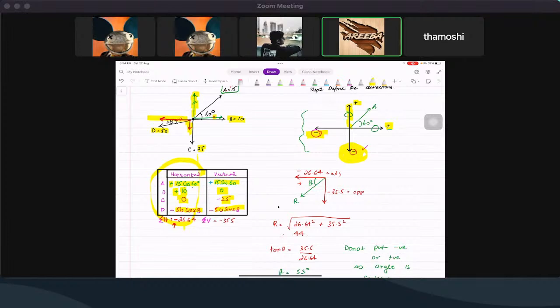And so we got minus 26.64 for this one. Right. Then we added all of these together, we got this one. What it means is the horizontal has this value, but minus indicates that it is towards the left. Understood? Yes, sir. And minus 35.5 means that vertical has a value of 35.5 and it is towards down.